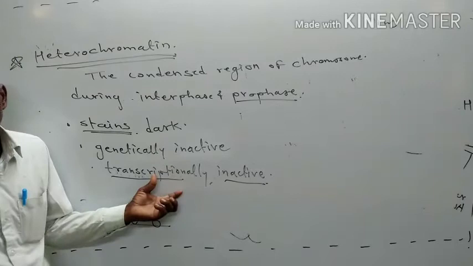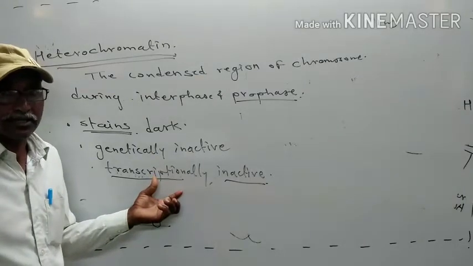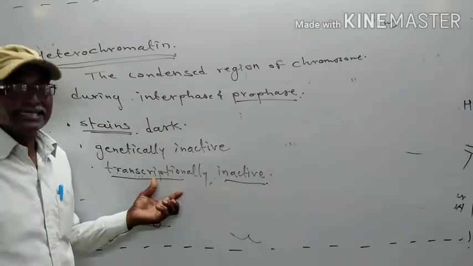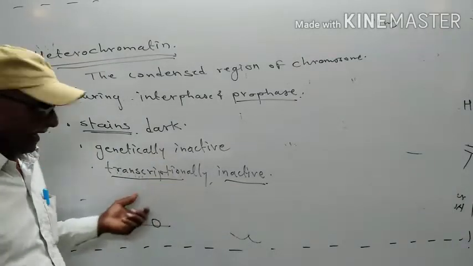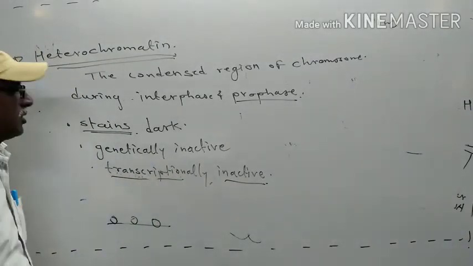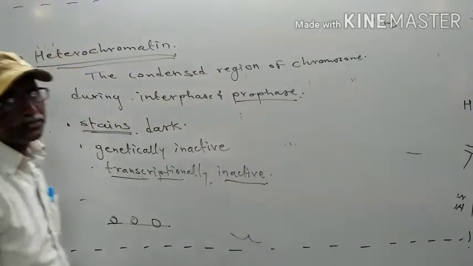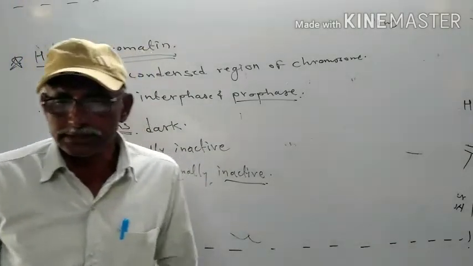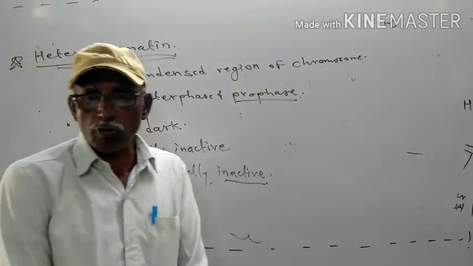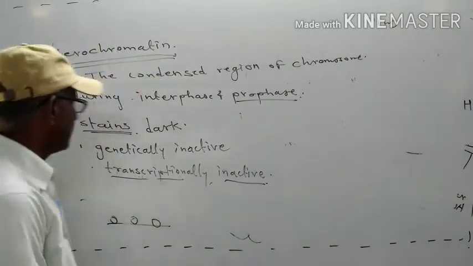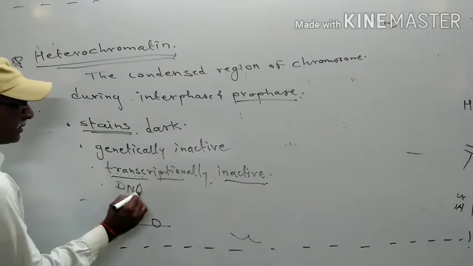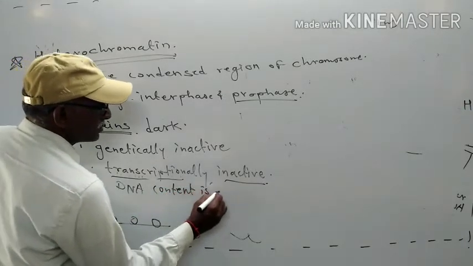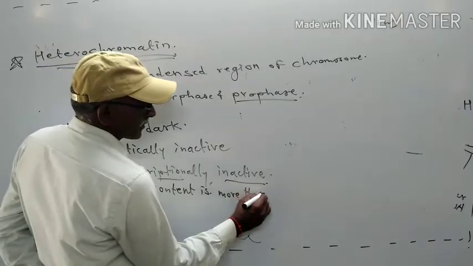RNA copies all the genetic information regarding protein synthesis from DNA. That process is called transcription. So this condensed part, this heterochromatin region, is transcriptionally inactive, and heterochromatin is 2 to 3 times richer in DNA. Means the DNA content is larger than in euchromatin.